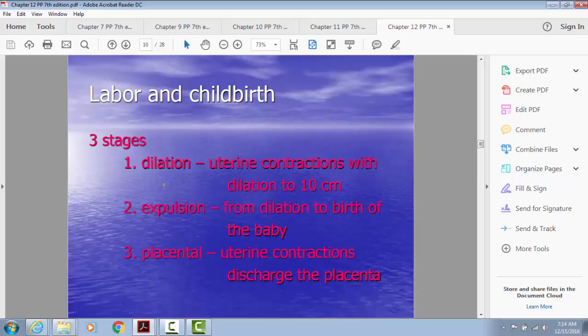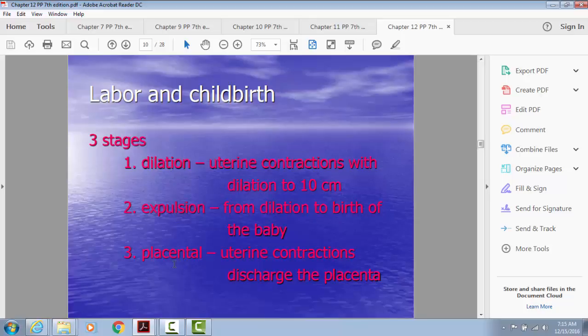And so that's where a lot of females spend a lot of their time of labor, is the dilation phase, because sometimes they don't progress very quickly to that full dilation. Sometimes they'll get stuck in that phase where they will need some medication to progress the stage of labor. Then comes the expulsion, which is the stage from dilation to the actual birth of the baby.